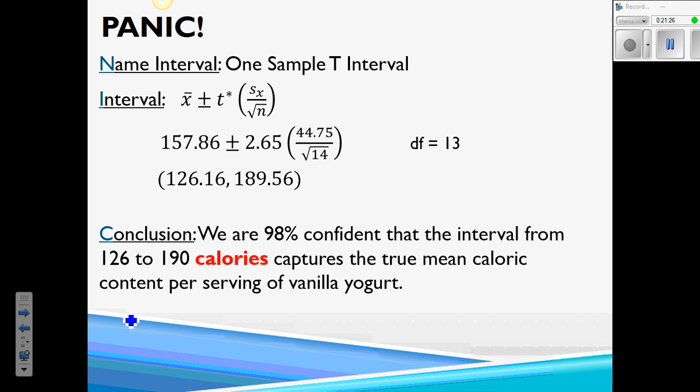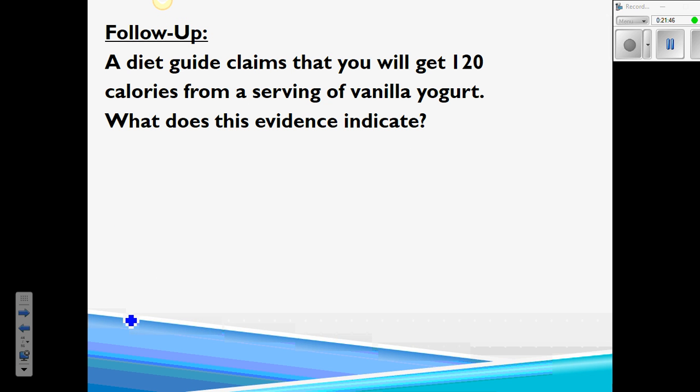Guys with me there? That's what we're doing. We didn't know it before, but we're saying it's between this and this. How sure are we? Well, 98%. There's a 2% chance that it probably isn't in there, but we don't know if it is or isn't. We can't say that it is or isn't for certain. All right, you guys good? All right, moving on.